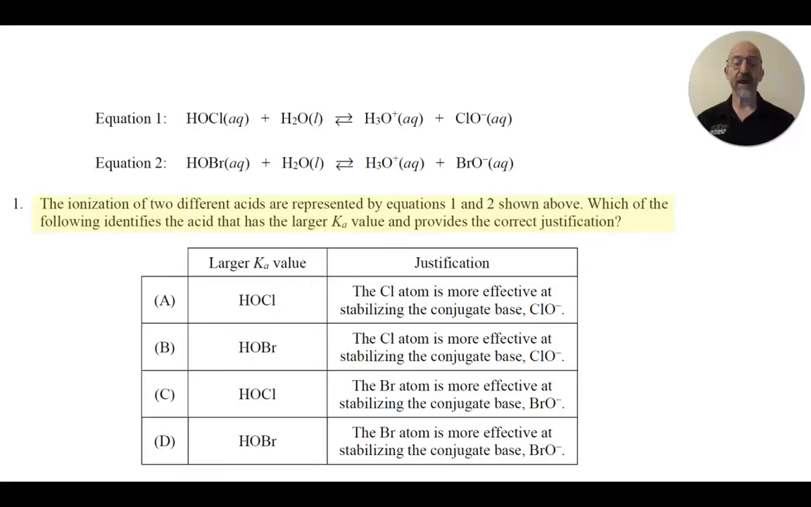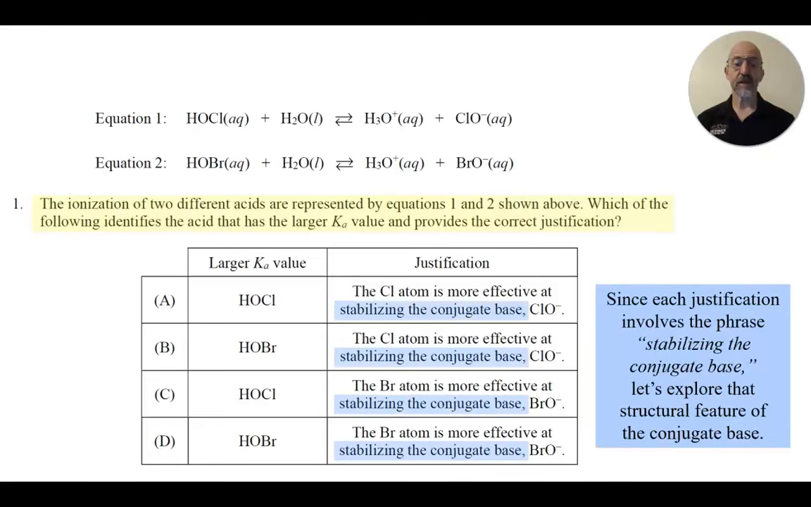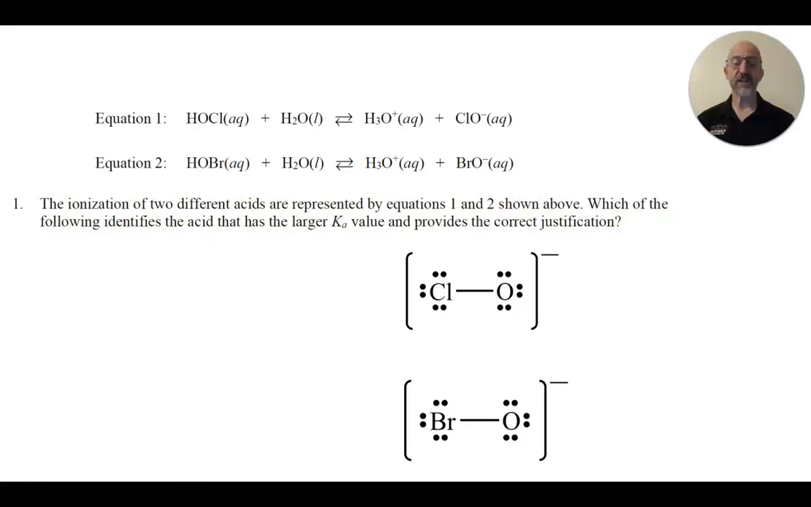Now, if we look at the 4 answer choices and we focus on that justification column, we can see a common feature. Since each justification involves the phrase stabilizing the conjugate base, let's explore that structural feature of the conjugate base. So we have two conjugate bases which appear on the right side of the equation. We have the ClO- ion, which is known as the hypochlorite ion, and then we have the BrO- ion, which is known as the hypobromite ion.